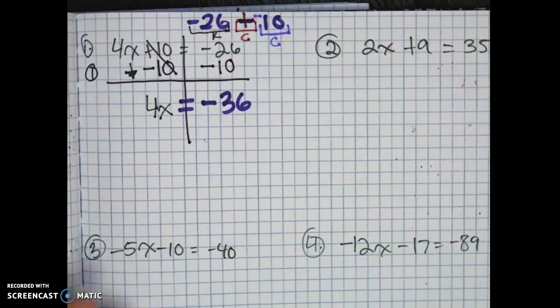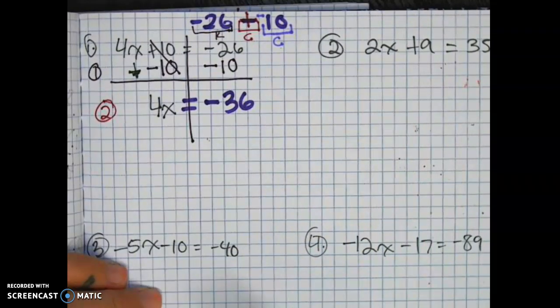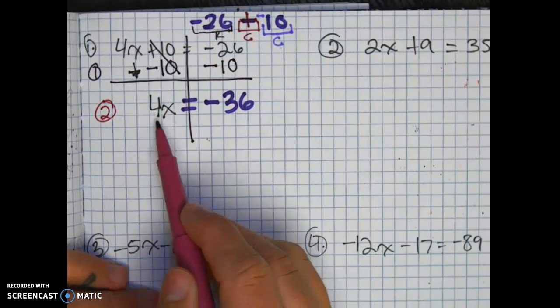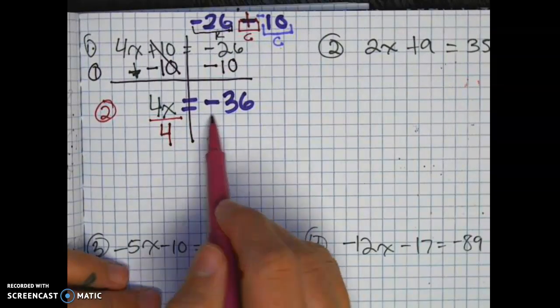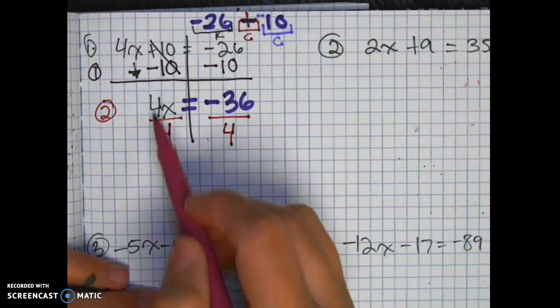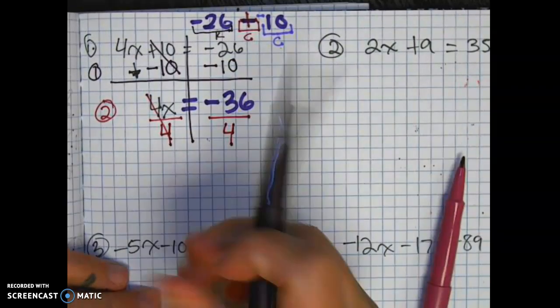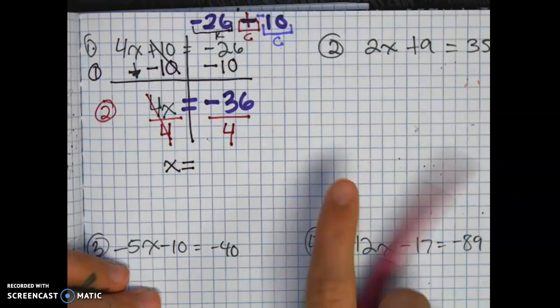So then, for my second step, it states that I need to either divide or multiply. Since these are multiplied together, they're next to each other, I'm going to do the opposite, which is to divide. So I'm going to divide both sides by 4. So 4 divided by 4 is going to give me 1, so 1x, or just x.